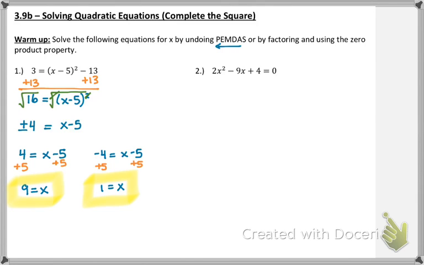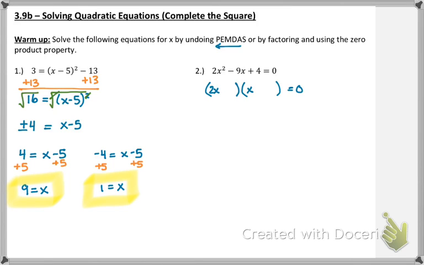So in this case, when we can't undo PEMDAS, the second method that we rely on is by factoring. Right, so let's go ahead and factor this. And remember, for factoring, you have to set the equation equal to 0 first because we're going to use the zero product property. So let's go ahead and factor this. No GCF. I'm going to break up the 2x squared into 2x and 1x.